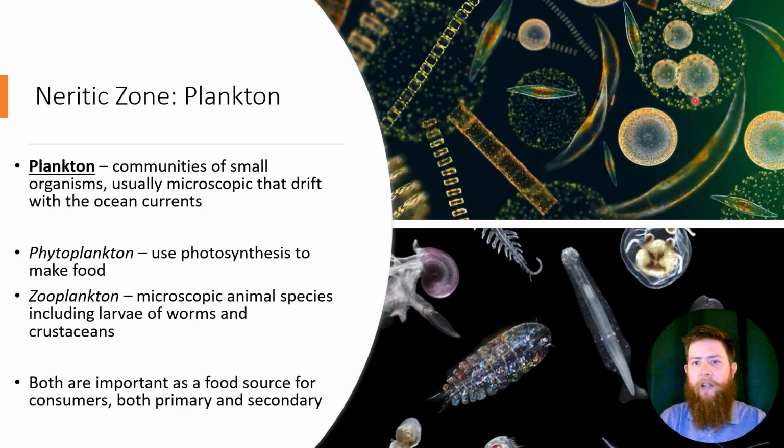So phytoplankton here, these little guys, are taking in sunlight and using photosynthesis to make food. They are very fun shaped and colored, and they just look very unique to me. And then on the bottom here we have zooplankton, and there's a couple species here. They are microscopic animal species, including but not limited to the larvae of lots of worms and crustaceans that live in the ocean. Both of these are important food sources. These are usually eaten by primary consumers, and these by secondary consumers.